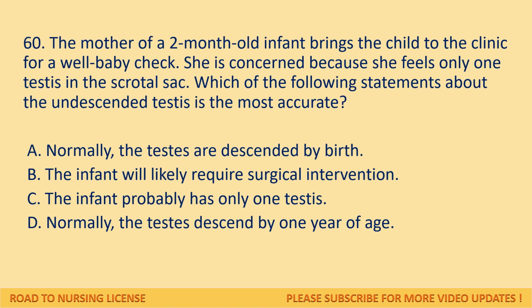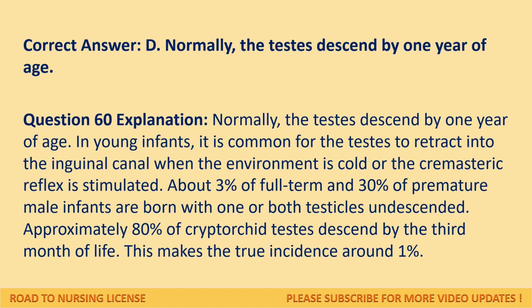Question 60. The mother of a 2-month-old infant brings the child to the clinic for a well baby check. She is concerned because she feels only one testis in the scrotal sac. Which of the following statements about the undescended testis is the most accurate? A. Normally, the testes are descended by birth. B. The infant will likely require surgical intervention. C. The infant probably has only one testis. D. Normally, the testes descend by 1 year of age. Correct answer, D. Normally, the testes descend by 1 year of age.